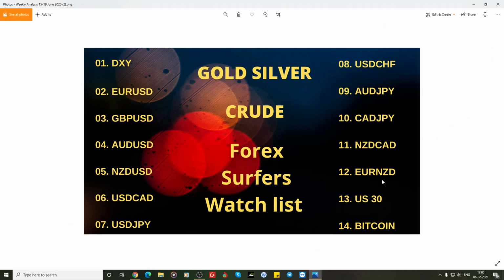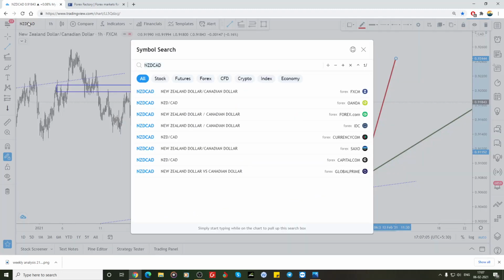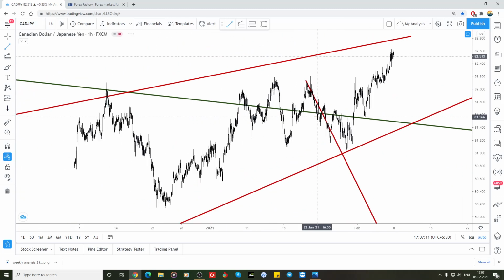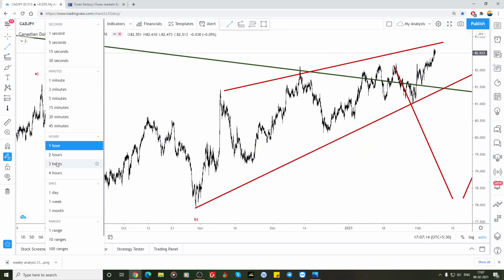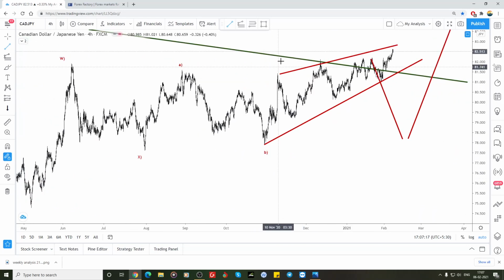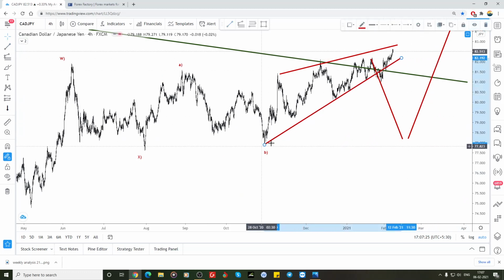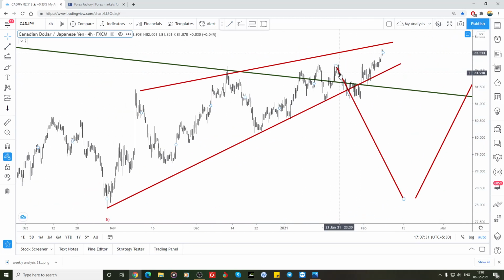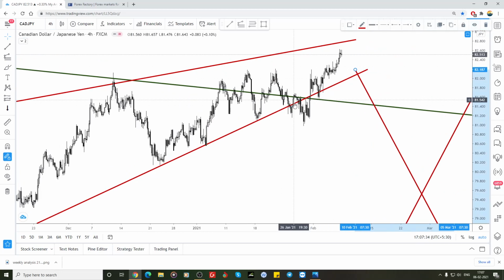So what else? Yeah, Euro New Zealand, and I will show you the CAD JPY. It's nothing, it's the same thing I had said in that GU. It's looking like the wedge formation only. The 4-hour is doing the same. See, previously I said from here, look at this. This is perfect, right? And what did it do here? It's a fake breakout, what all the traders call a fake breakout, and immediately it went.